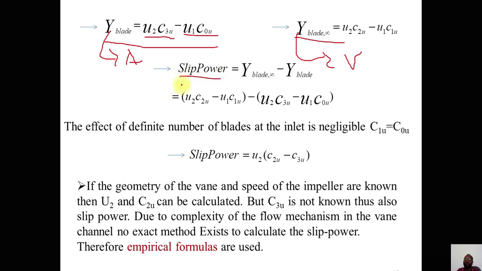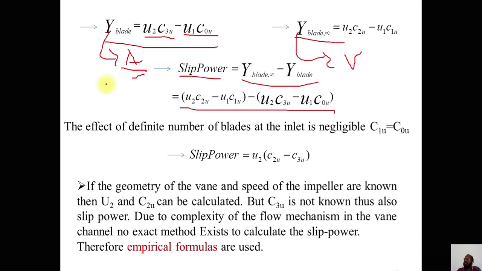Therefore, what does slip power state? Slip power is the difference of the two, which is at infinite to that of the actual one. Infinite is inside of the vane channel, inside the vane. Actually, it is outside the channel. These are the actual situations.